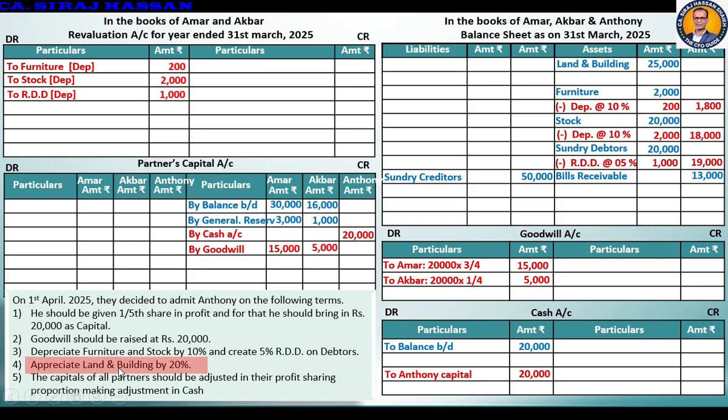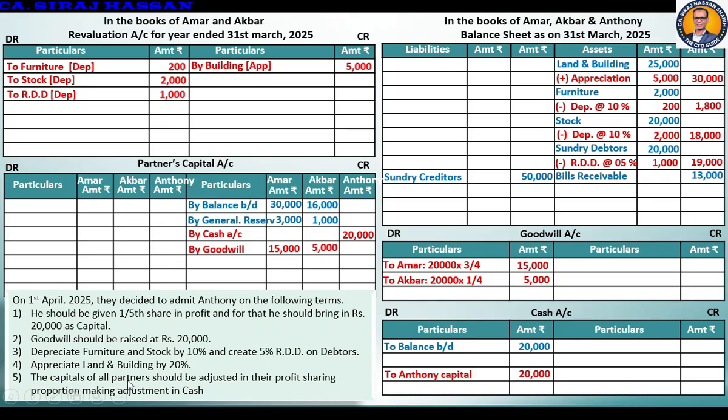Then we have got land and building appreciation. Your land and building is 25,000 and there is appreciation of 20%. So 20% comes to 5,000. This being a notional profit which will be credited to the revaluation account. Now, a very important adjustment.